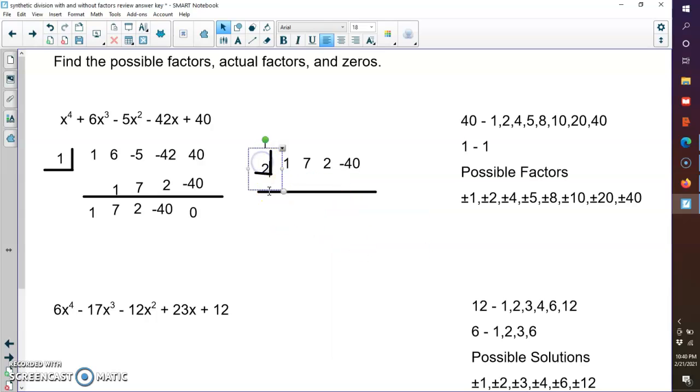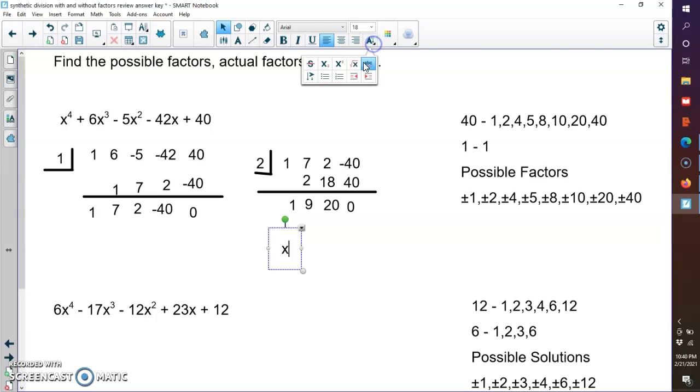Now let's try 2. 2 would be my next option. I'm going to bring down the 1. 1 times 2 is 2. 7 and 2 is 9. 9 times 2 is 18. 18 and 2 is 20. 20 times 2 is 40. And that works out very nicely. We get our 0. And now I need to factor what's left.